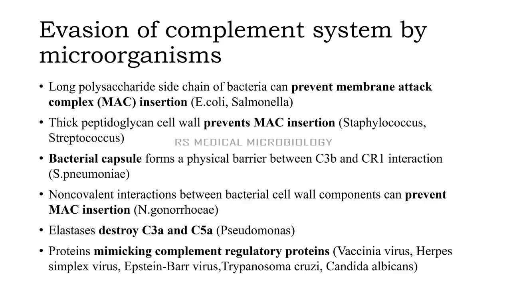Sometimes there can be non-covalent interactions, like in the case of Neisseria, which will prevent this particular attachment to the cell wall. Then you have the bacterial capsule, which acts as a physical barrier. So it will prevent the interaction between the membrane attack complex and the cell wall. Pseudomonas has some enzymes called elastases, which can destroy C3a and C5a. And some of the viruses and Candida have proteins which mimic the complement regulatory proteins, so they can regulate and stop this complement action itself.